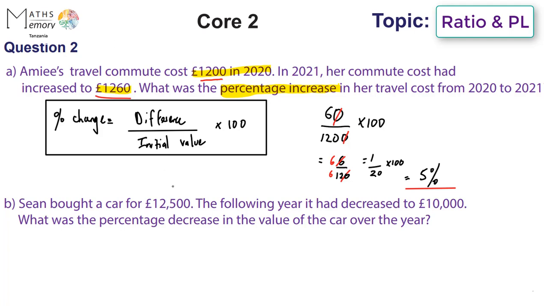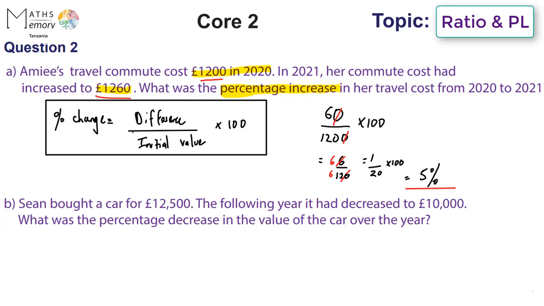Right, part B. Sean bought a car for £12,500. The following year, it had decreased to £10,000. So what was the percentage decrease in the value of the car over the year? That's what you want to find out. So let's still apply our context over here. In this case, we're going down, okay? The value has gone down. It shouldn't make a difference whatsoever.